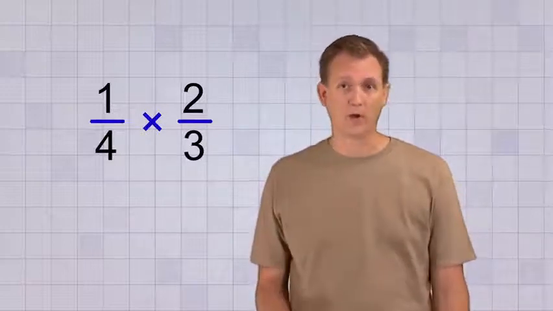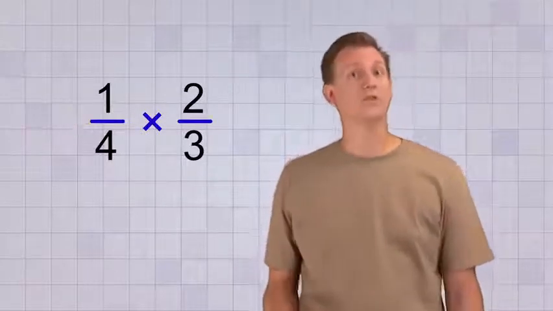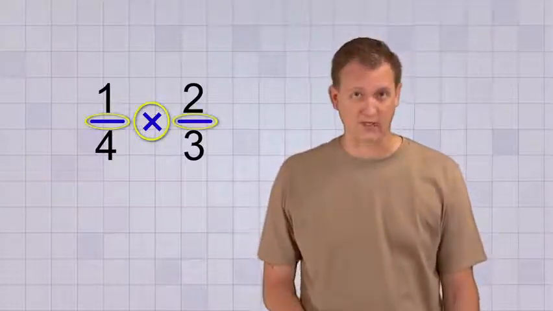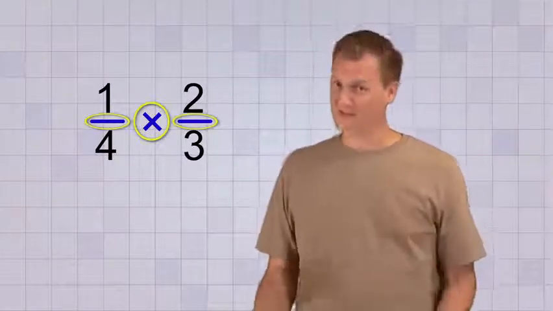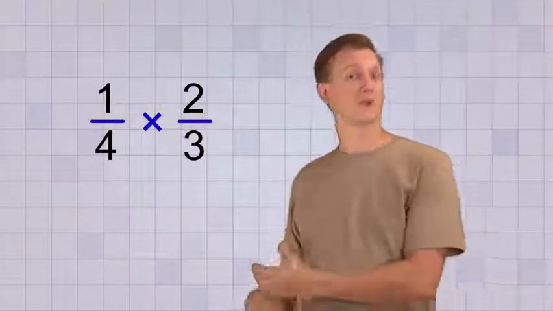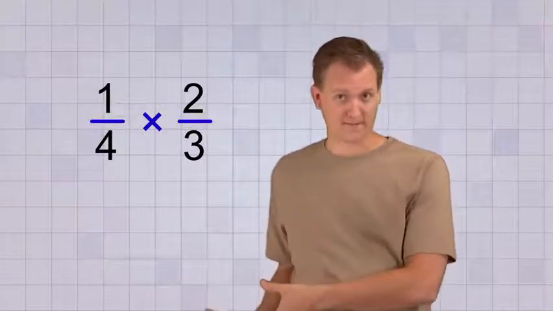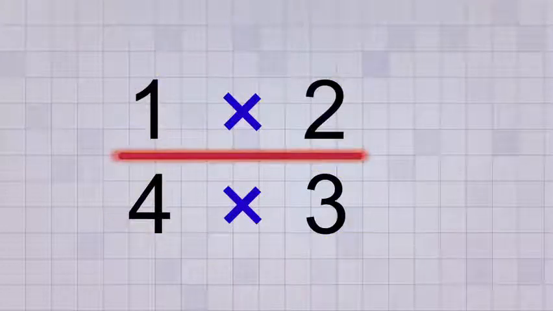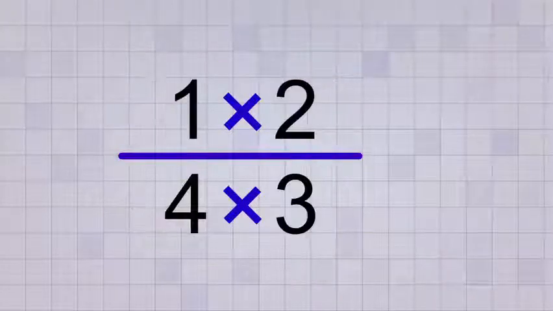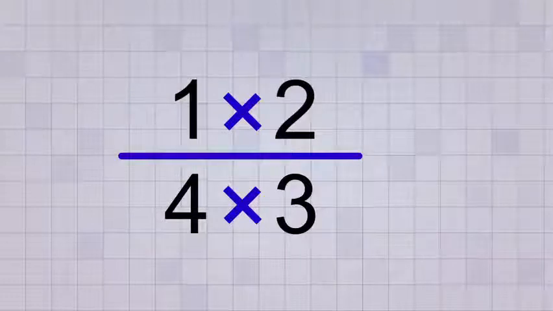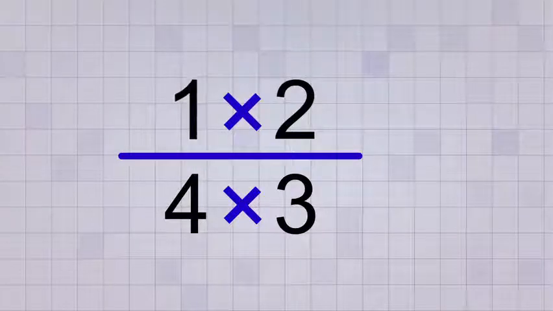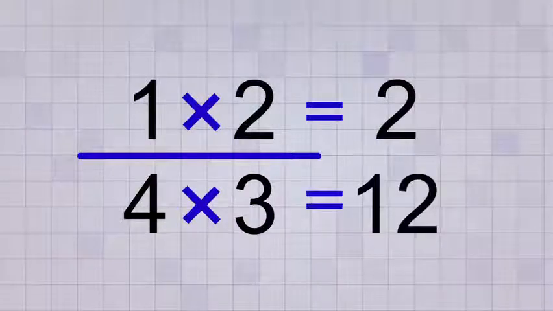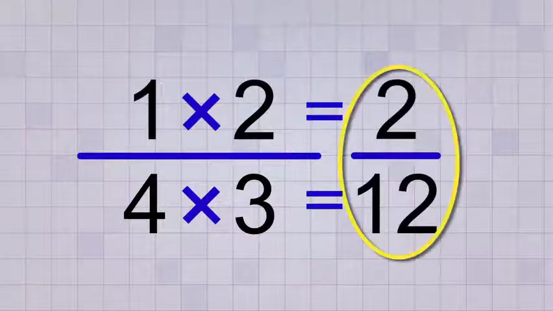the same as the problem 1 divided by 4 times 2 divided by 3. That means I have both multiplication and division in the same problem. And because they get along so well, I can just rearrange our problem to look like this. Now it looks like two multiplication problems that are being divided, and it looks just like a fraction. In fact, if we go ahead and do the multiplications, 1 times 2 equals 2, and 4 times 3 equals 12, then we do have a fraction, and it's the answer to our problem.